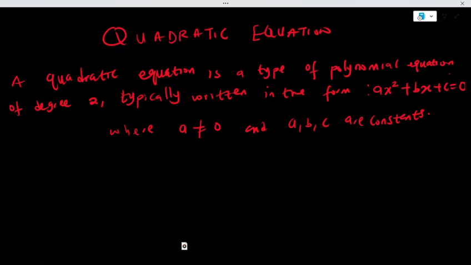So how can we now solve a quadratic equation? We can solve a quadratic equation by factorization. We can solve a quadratic equation by the completing the square method. You can solve a quadratic equation by the quadratic formula. I will start from factorization.